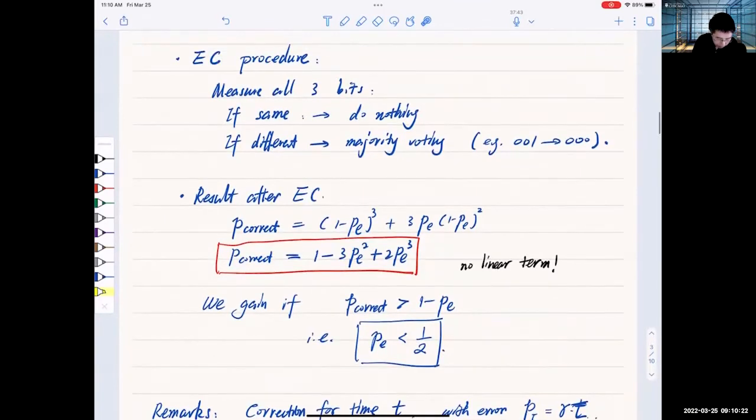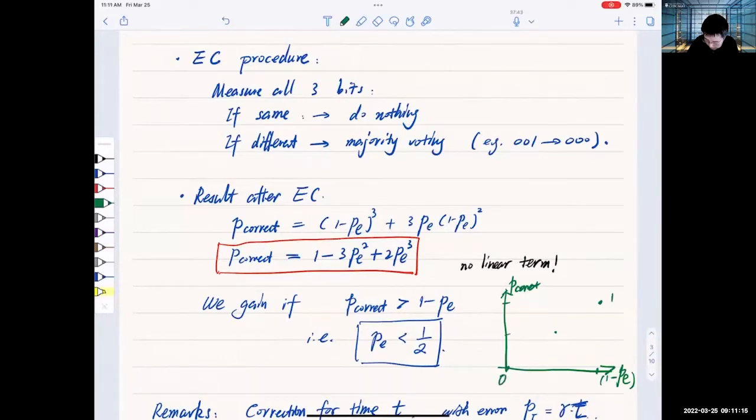And you can actually plot this function. Let me just do it manually here, where the horizontal axis is PE and the vertical axis is P correct. You'll find that this particular function has 3 fixed points. Sorry, let me draw it as 1 minus PE for convenience. When 1 minus PE is 1, that indicates PE is 0, and P correct is equal to 1. When 1 minus PE is 1/2, PE is 1/2, and P correct is 1/2. And when 1 minus PE is 0, that means PE is 1, and you will find that P correct is also equal to 0.